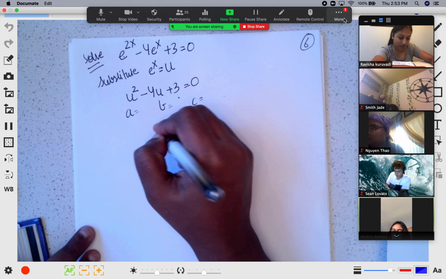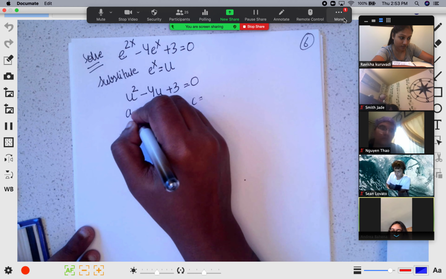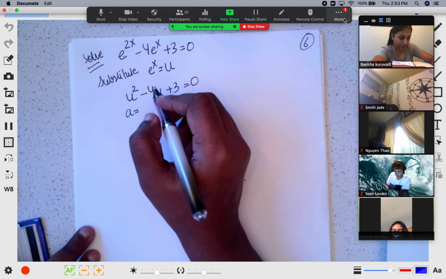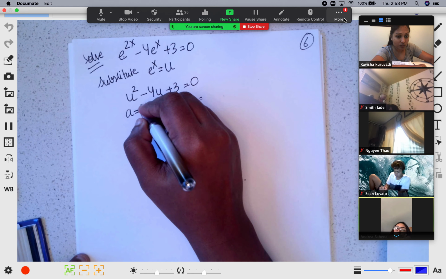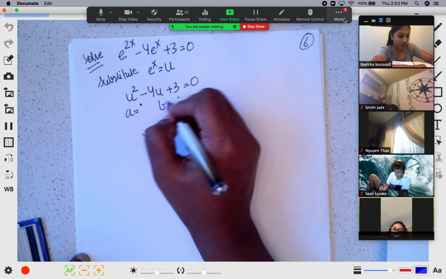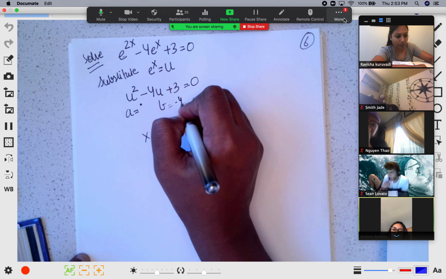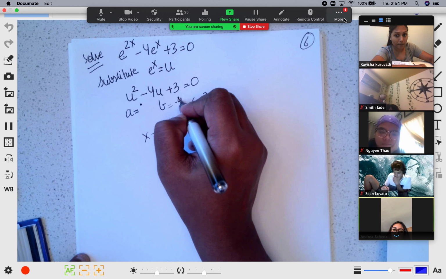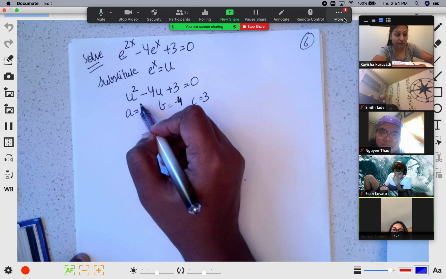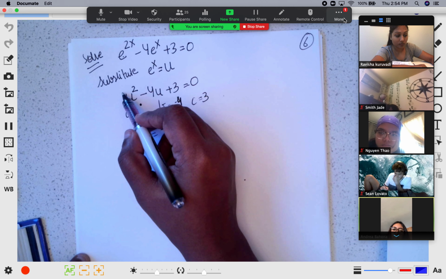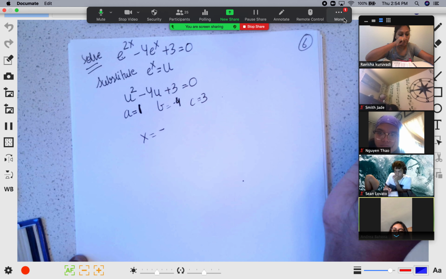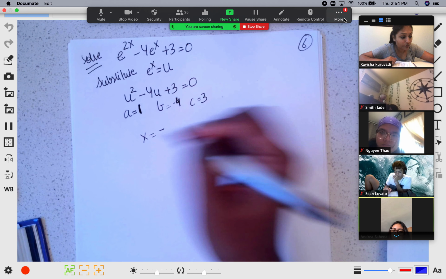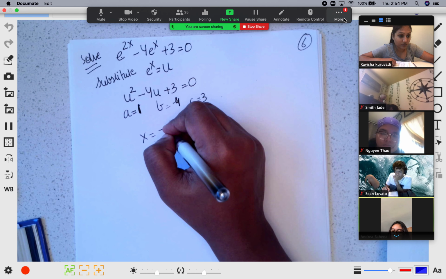Oh, so I would do negative. What's your a? Negative 4u. A is u squared, b is negative 4u, and c is 3. It's not u. You just take the numbers. What's next to u squared? Nothing. A 1. So your a is 1, b is negative 4, and c is 3. Can you put it in the formula and tell me what you get? Negative?